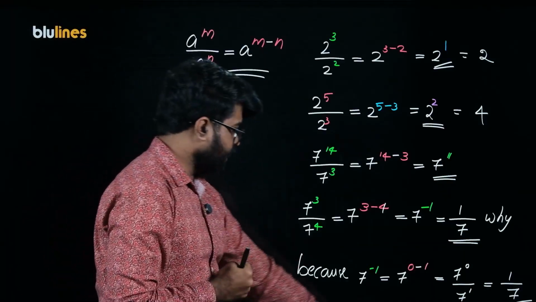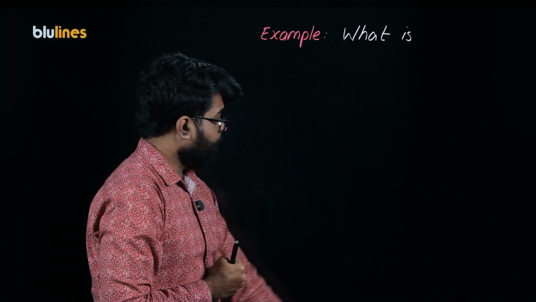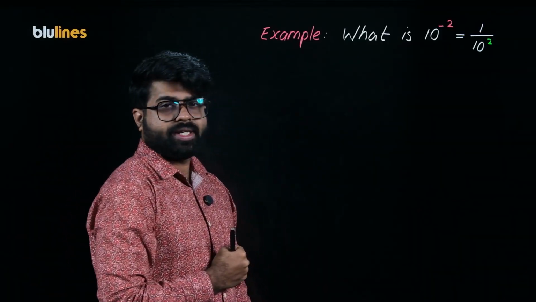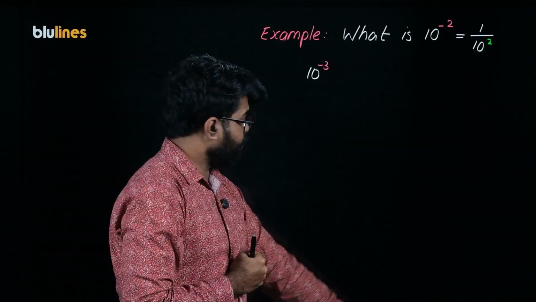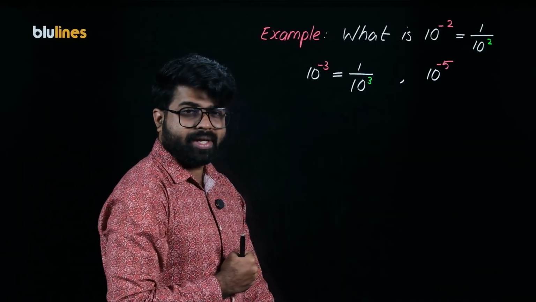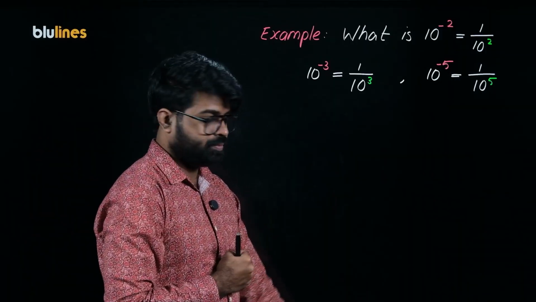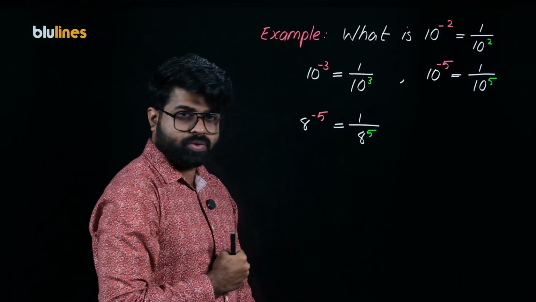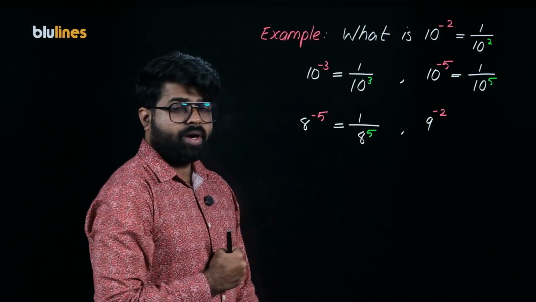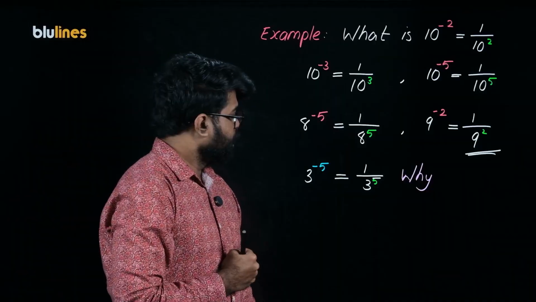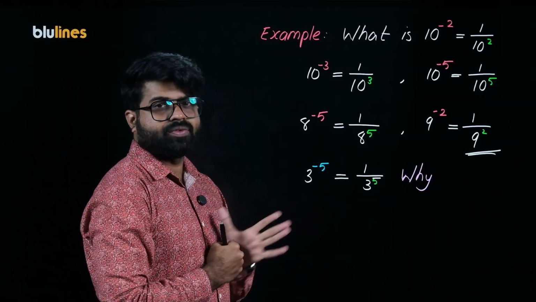Yeah, we can go for next examples too. What is 10 raised to minus 2? I can express that one as 1 over 10 square. What is 10 raised to minus 3? That is 1 by 10 cube. What is 10 raised to minus 5? That is 1 by 10 to the power 5. What is 8 to the power minus 5? That is 1 by 8 raised to 5. What is 9 raised to minus 2? It's equal to 1 over 9 square. So what is 3 raised to minus 5? That is 1 by 3 raised to 5.